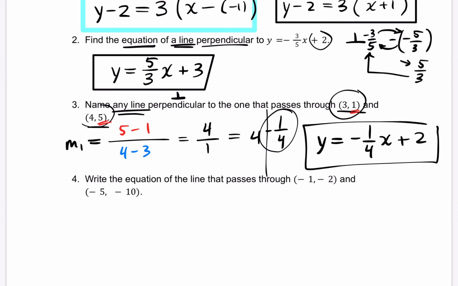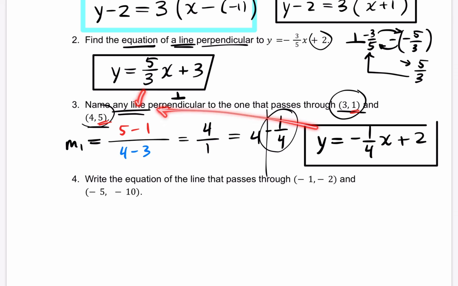I'm going to box it in. I know my answer is okay because it is the equation. Let's see, it is a line. So I made an equation that makes a line. So it's a line that's perpendicular to the one that passes through these guys. Perfect.